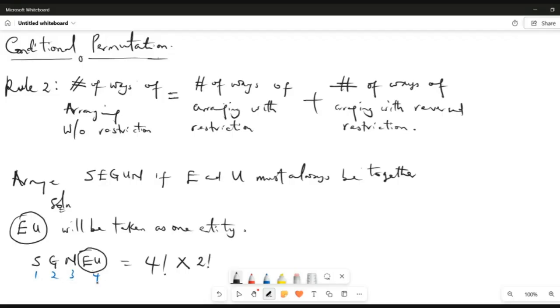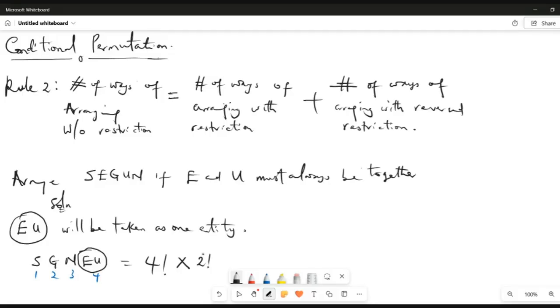So here now, it's looking like we have 4 items. And 4 items can be arranged in 4 factorial ways. But the E and U can also be arranged in 2 factorial ways. Remember the rule I gave you. If an operation can be performed in P ways, another one can be performed in Q ways, then both can be performed in P times Q ways. So that's what is going on here. That's why we multiplied. Is it clear now?